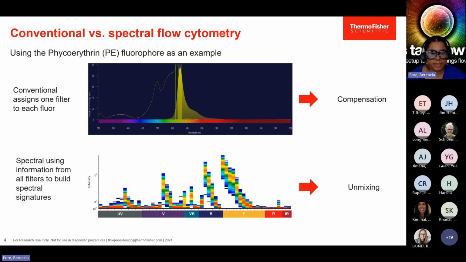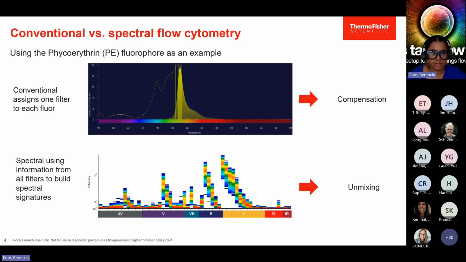At the bottom, we see the spectral signature of PE. So in spectral flow, instead of isolating a single peak, we're capturing the entire emission profile across all detectors. The signature of PE is in more detail, and we can see in more detail the areas of emission. So spectral flow cytometry leverages information from all filters to create a comprehensive spectral signature.